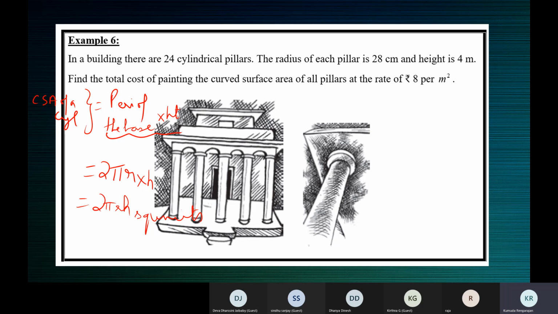You can just break it up in your mind. CSA, perimeter into height. Perimeter of what? Perimeter of the base. How is the base? Circle. What's the perimeter of a circle? 2 pi r. 2 pi r into height, h. 2 pi rh is the formula to find the curved surface area of a cylinder. Write down this formula. CSA of cylinder is equal to perimeter of the base into height.